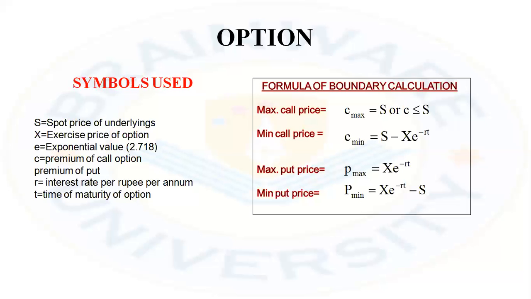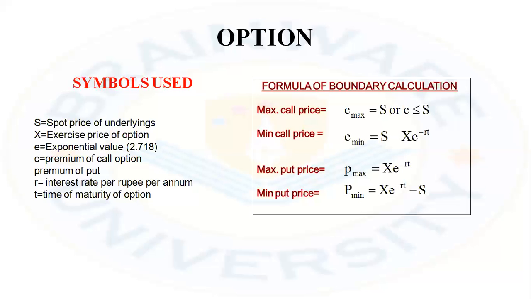So if X is divided by e to the power rt, then by applying the indices concept, we can write it as X divided by e to the power rt is equal to X into e to the power minus rt. So X into e to the power minus rt is the present value of the exercise price.